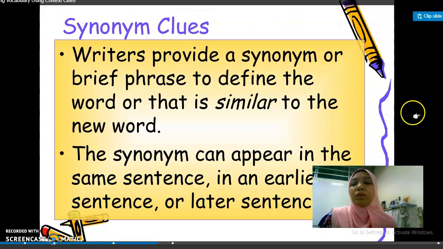Another approach is synonym clues. Synonyms are words or phrases with the same meaning. I think all of you have learned this starting from primary school. A synonym can appear in the same sentence, in an earlier sentence, or a later sentence, so you have to look around. Normally it will be within the same paragraph.